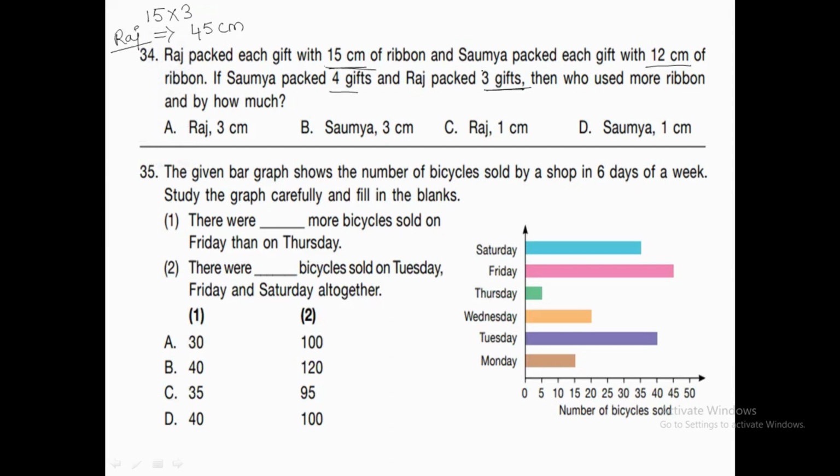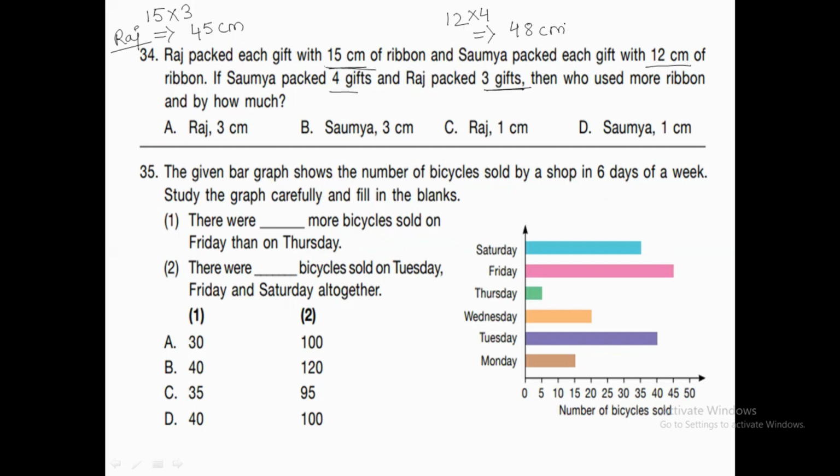Okay, now next, Soumya packed each gift with 12 centimeters of ribbon, and she packed 4 gifts. So how much ribbon did she use? For this, 12 fours are what? 48 centimeters she used. Okay, now, who used more ribbon and by how much?